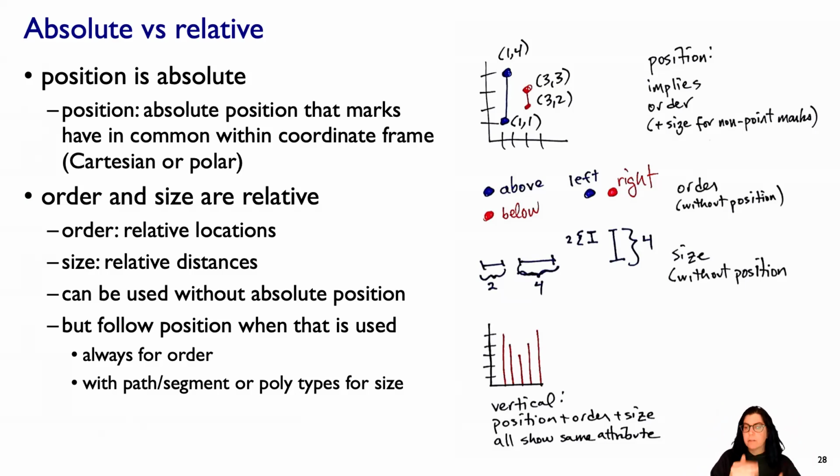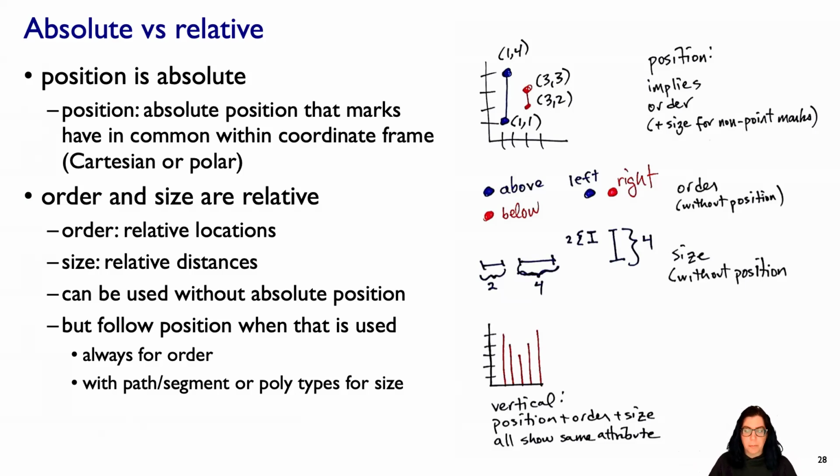We can attend to the order of something vertically or horizontally, or in fact, even using polar coordinates angularly or radial distance wise. So we can attend to order and size if we don't have position, but if we do have position, then we always get order. And if we have mark types that aren't points, then we get size.